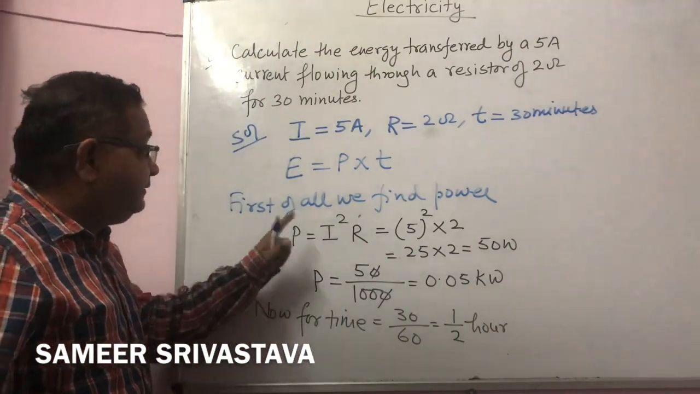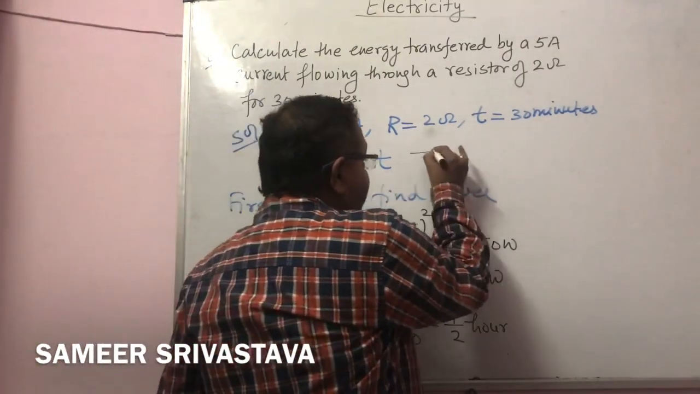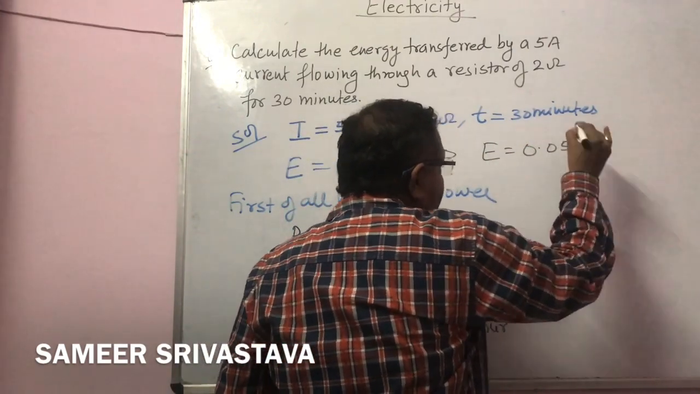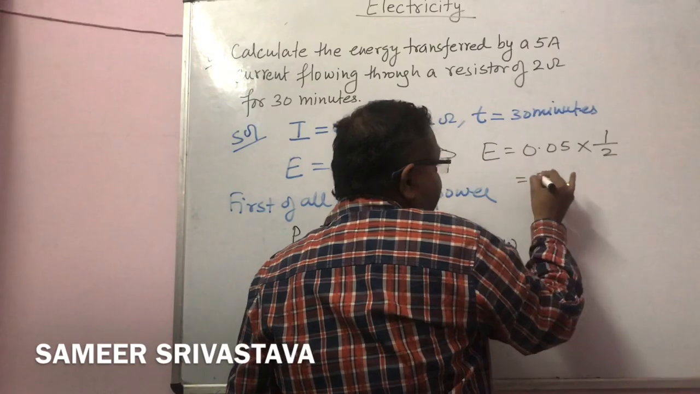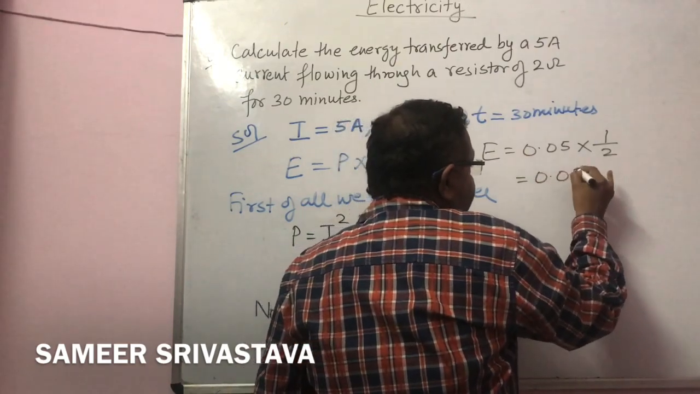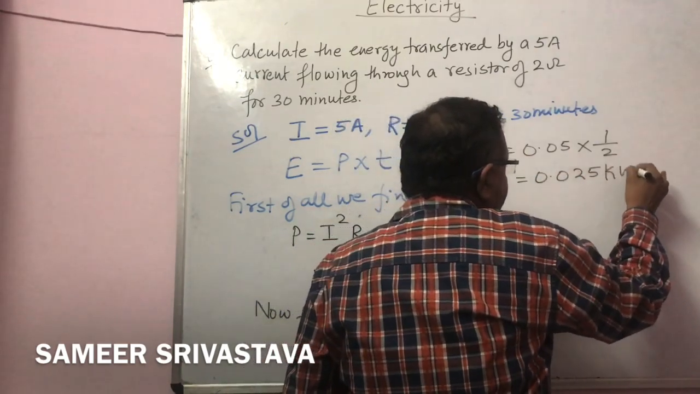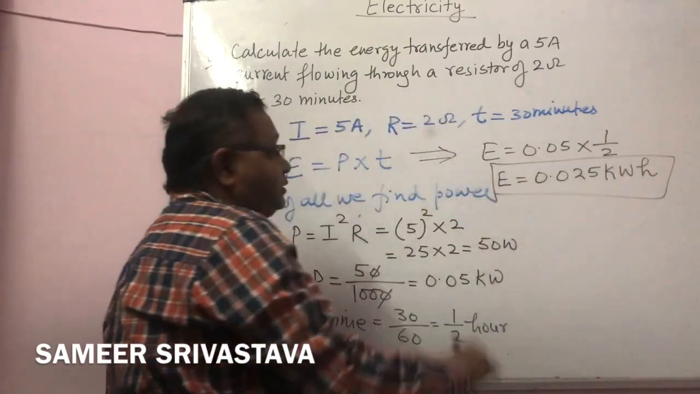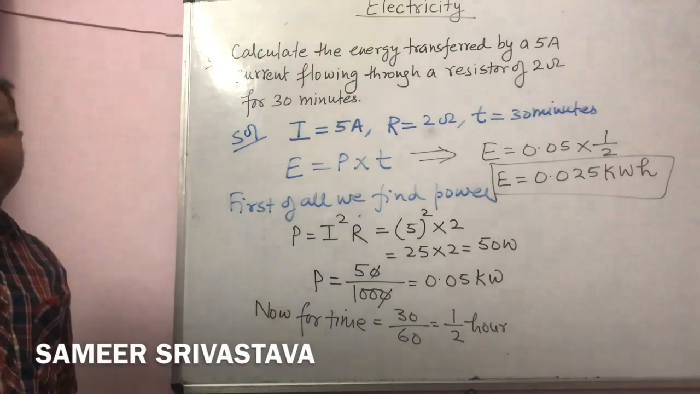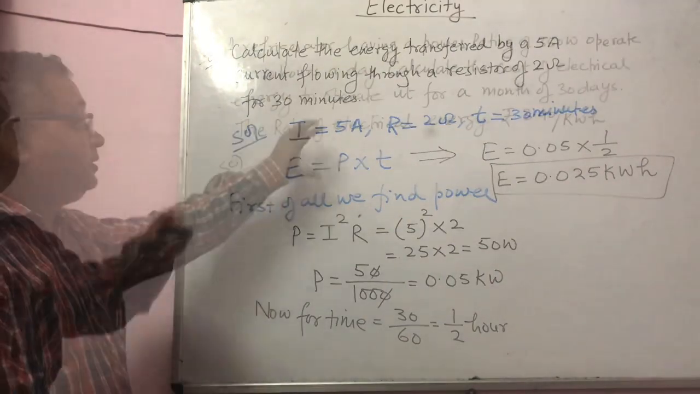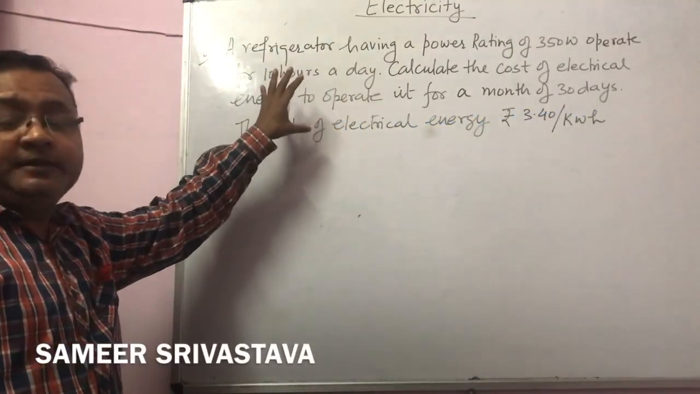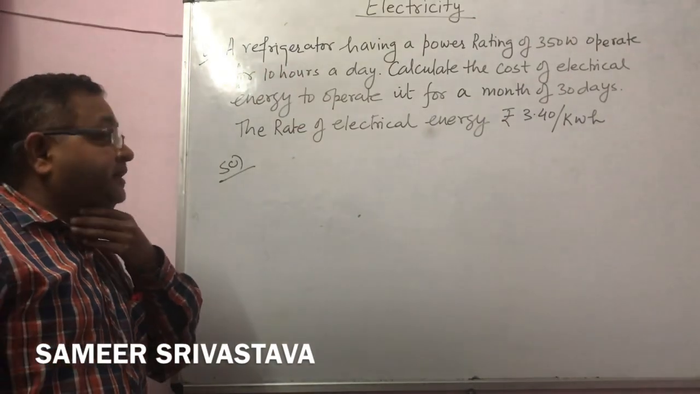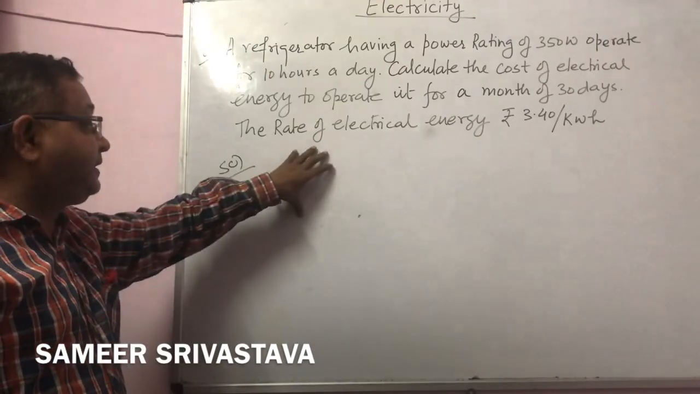Now finally, if we find the energy, we apply this formula: 0.05 kilowatt multiplied by 1/2 hour, that is 0.025 kilowatt hour. This much energy is consumed, that is 0.025 kilowatt hour. Okay. Now here I am taking one question in which I explain how you find the cost of energy consumed. Right? I am taking a question.